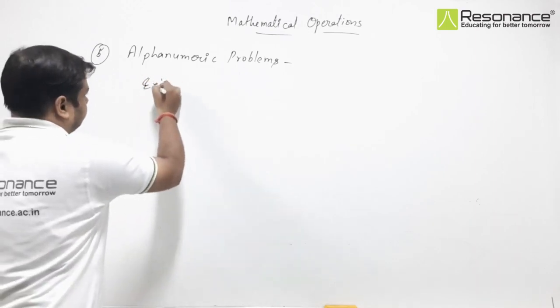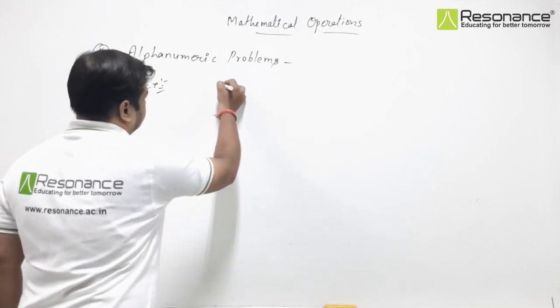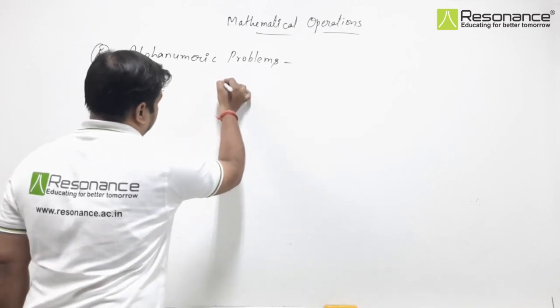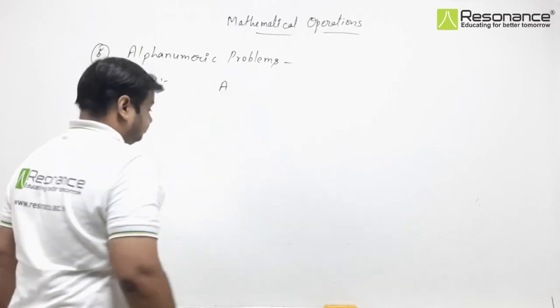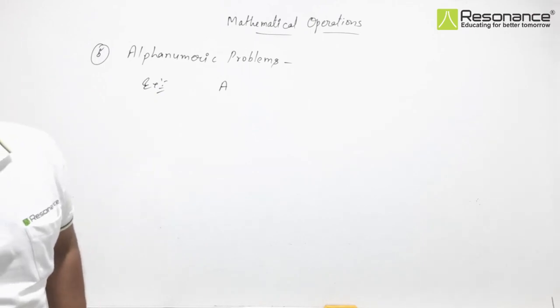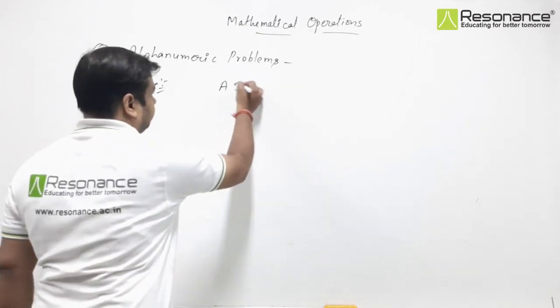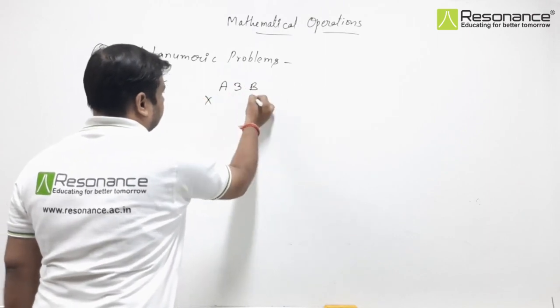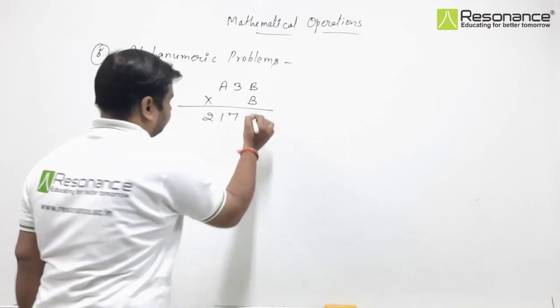Just for an example, we can say if A3B multiplied by B equals 217B.